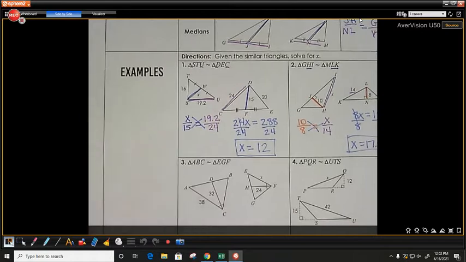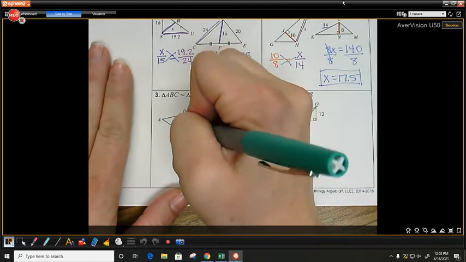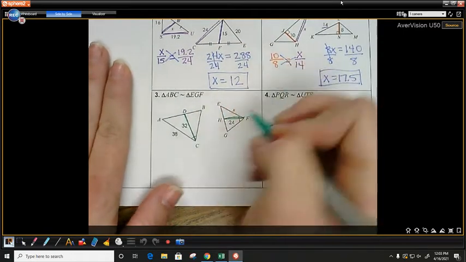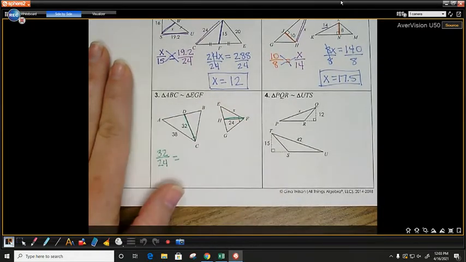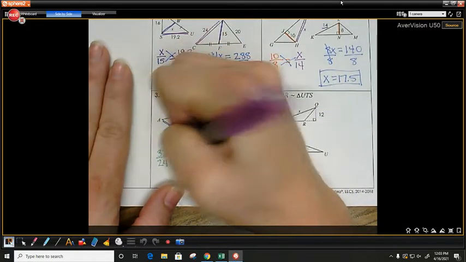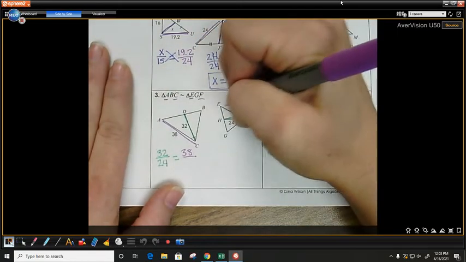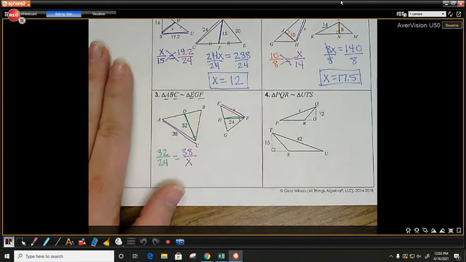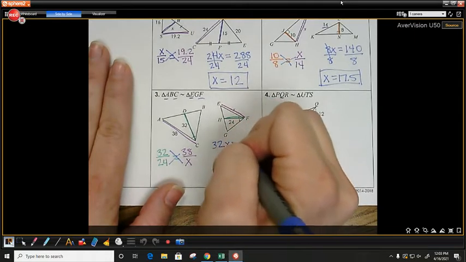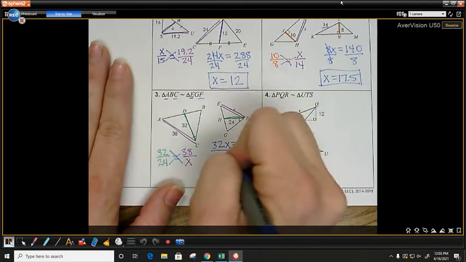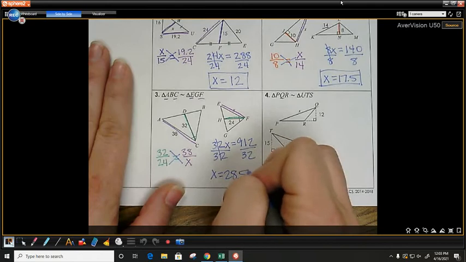Okay, the next one, these are now angle bisectors because it's cutting the angle into congruent pieces, or congruent angles. So I'm going to do 32 over 24 is equal to 38, which is AC, is going to correspond to EF, so that's corresponding to X. So we're going to cross multiply, so I get 32X equals 912. Divide both sides by 32, and we get X is 28.5.